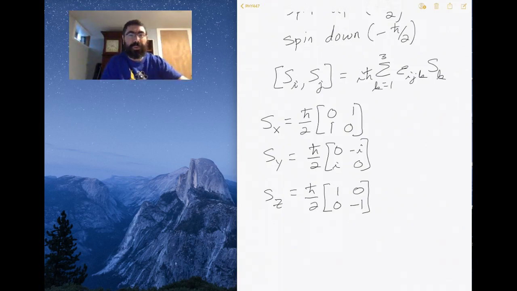So I'll stop here, and I'll show in the next video that these operators that we've chosen, the solution we have, will fit with the commutation relationships.